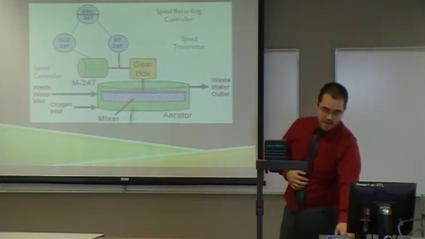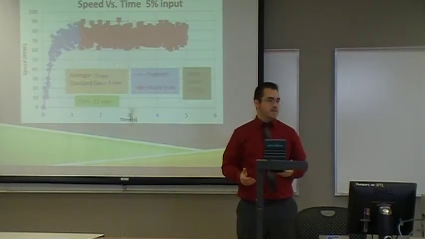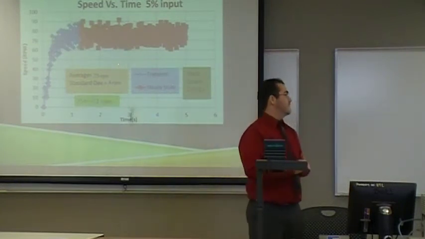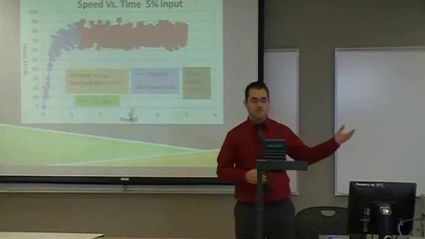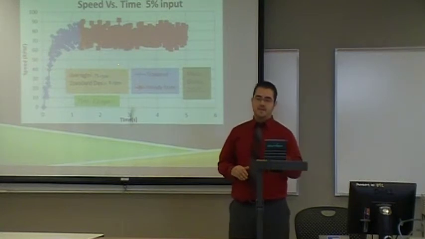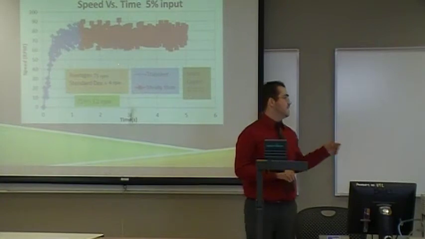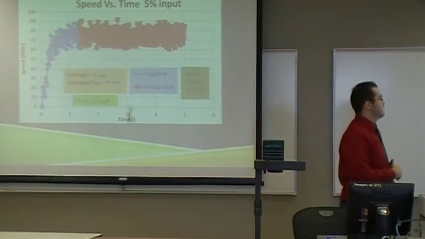So here's a sample of the data from the experiment. This is the speed versus time plot for the steady state of this system. As we can see here, it took about 0.6 seconds for the system to become steady state. It evened out at about 75 RPM with a deviation of about 6 RPM. Therefore, 75 plus or minus 12 RPM for the entire system.